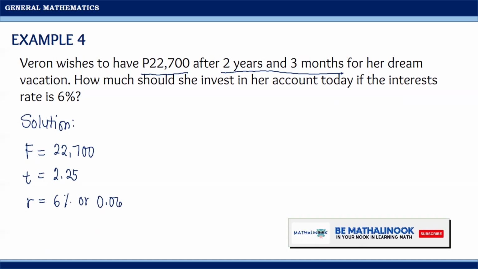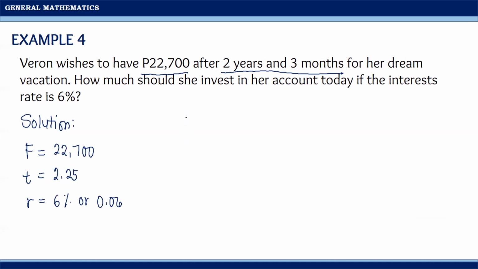Looking at your given, we have the F, the T, and the R. But remember that we are looking for the value of P. Because of this, we can use the formula F equals P times 1 plus RT. But since we are looking for the value of P, dividing both sides by 1 plus RT, it means that P is equal to F divided by 1 plus RT. So what we need to do now is to substitute these values to our formula.